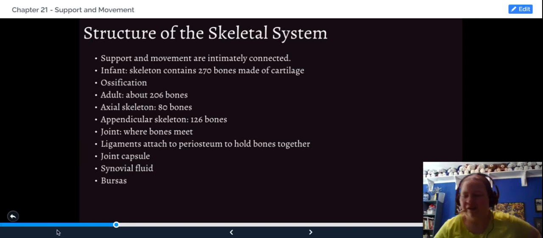The appendicular skeleton is the arms, the legs, the pectoral girdle, so right here, and also the pelvic region, so the hip bones, what we would call the pelvic girdle, okay.